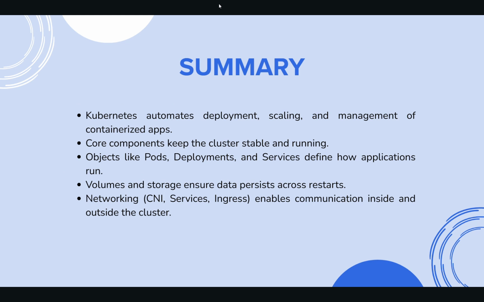And the last one is summary. In the summary, we can say Kubernetes automates application deployment, scaling, and management. Then core components keep the cluster running smoothly. Objects like pods and deployments define applications. Services provide stable networking access. Storage ensures data persists. And the last one is networking enables communication inside and outside the cluster.